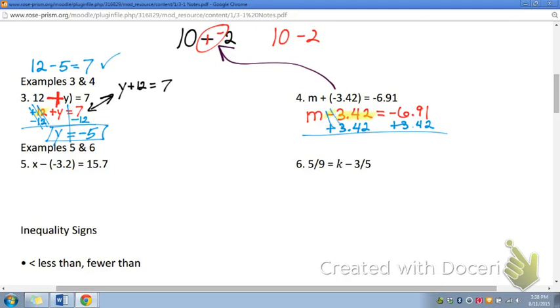Again, the positive 3.42 and the negative 3.42 will always cancel out. That's what they're supposed to do. So you're left with just your variable, m equals. And this will probably be a good time to use your calculator. You have negative 6.91 plus 3.42, and you're left with negative 3.49. M equals negative 3.49. And again, you can check that: does negative 3.49 plus negative 3.42 equal negative 6.91? Yes, it does.